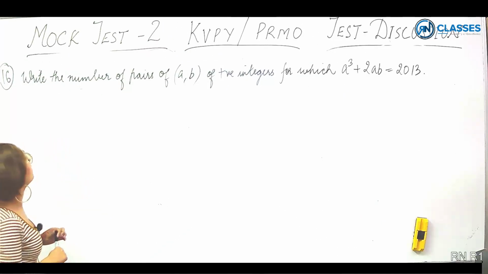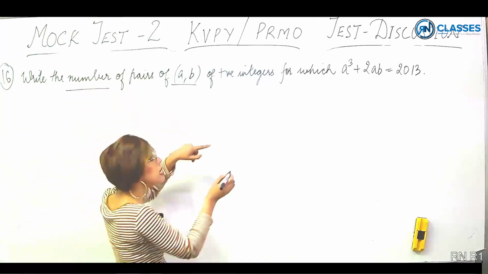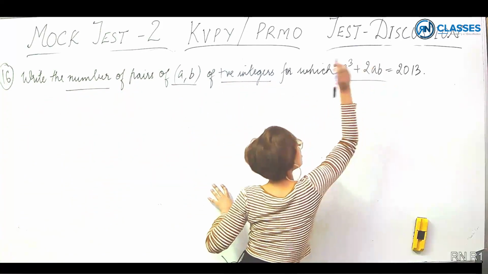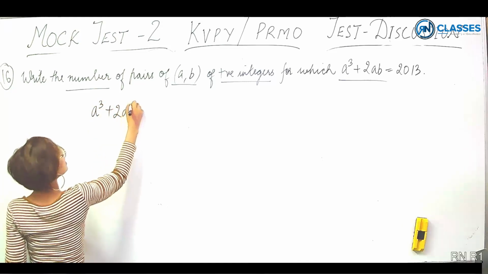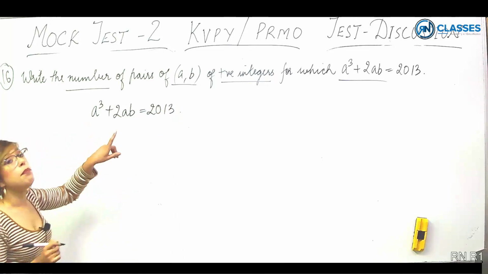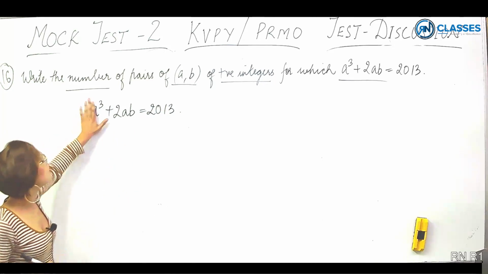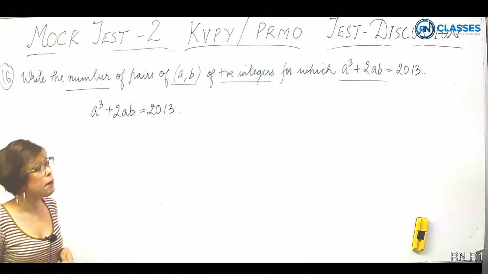Alright, on to the next one. He says write the number of pairs (a, b) of positive integers for which this equation is satisfied. Which equation? a cube plus 2ab is equal to 2013. Right? a, b, and both are positive integers. This is a positive integer, this is a positive integer. And I need the number of solutions basically.